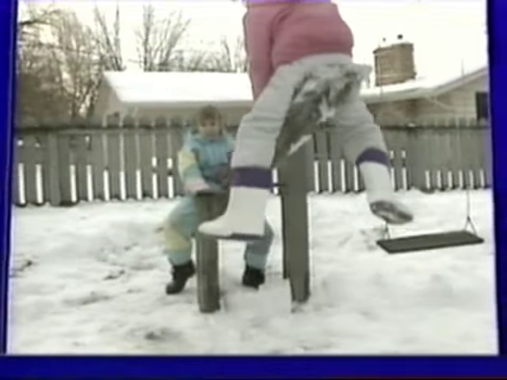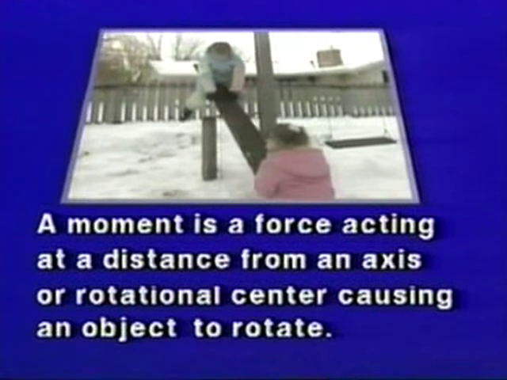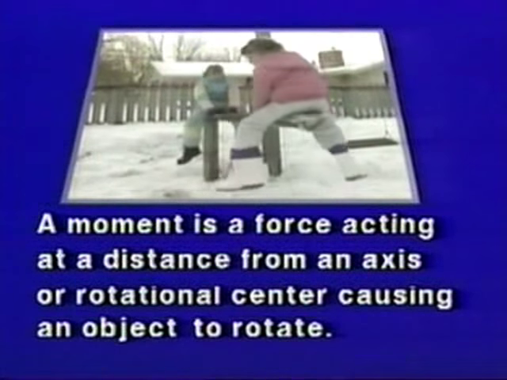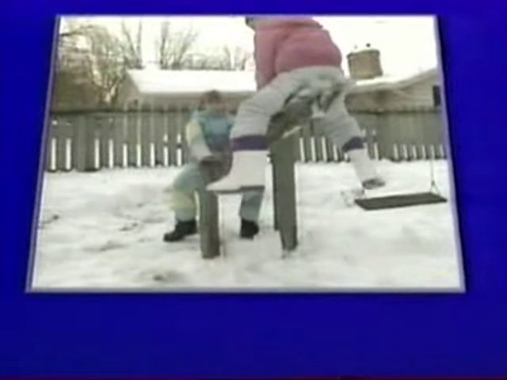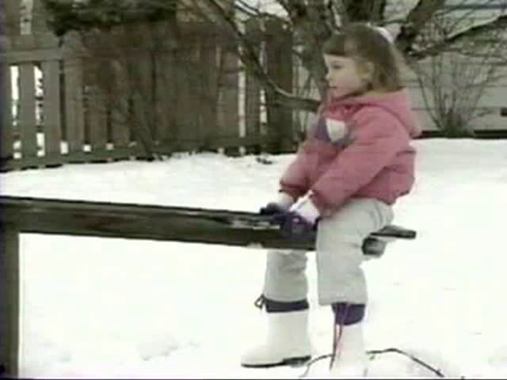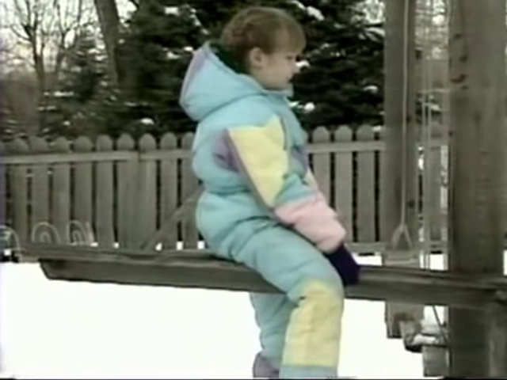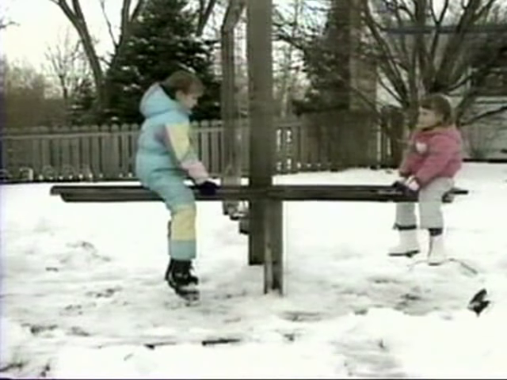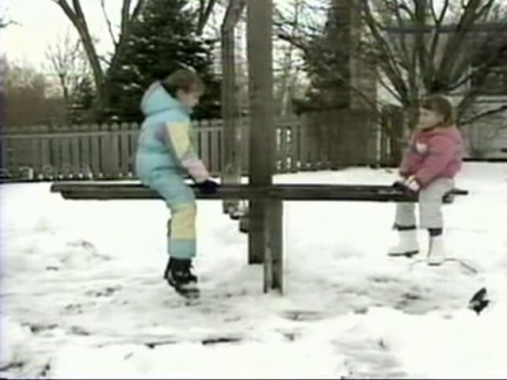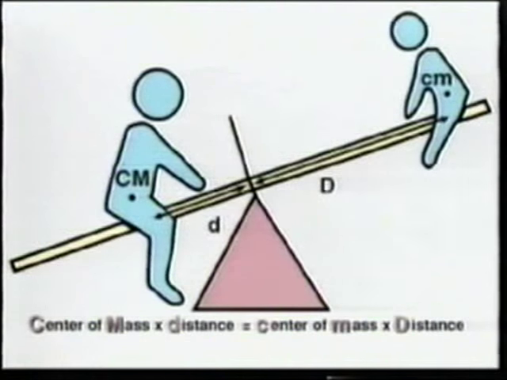As discussed in normal gait, a moment is a force acting at a distance from an axis or rotational center causing the body to rotate. It is best illustrated by 2 children on a teeter-totter. A lighter child can balance a heavier child with no net moment or rotation produced if the lighter child sits further from the axis. The formula for this is Cm times d equals Cm times d.